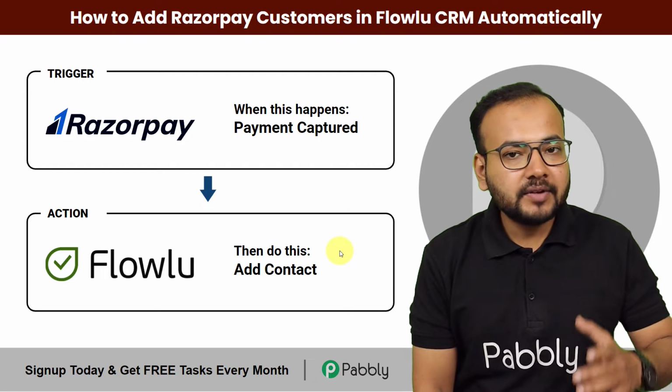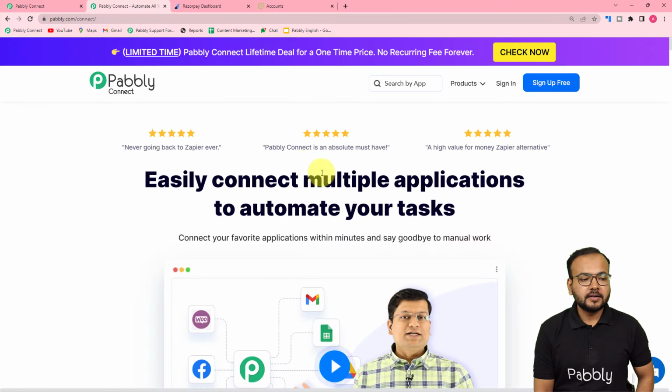And to make this happen, we are going to use Pabbly Connect. So guys, this is the landing page of Pabbly Connect, which is an integration and automation tool. We have pasted this same link in the description as well. From here, you can set up your free Pabbly Connect account and you will get free automation tasks every month to set up and test your automations.